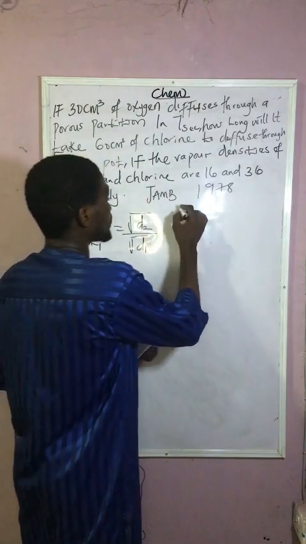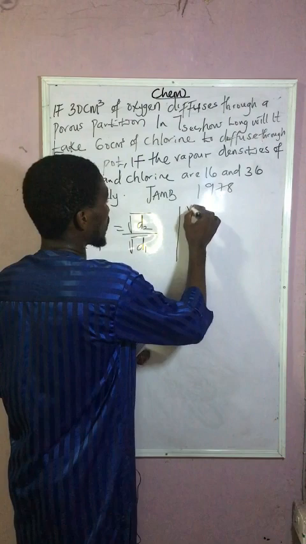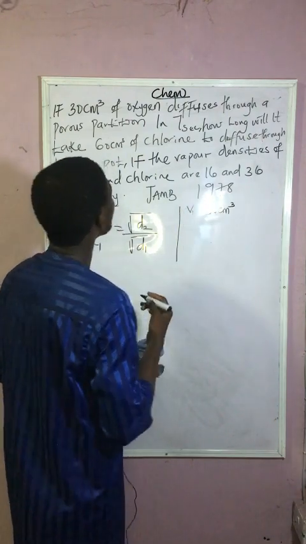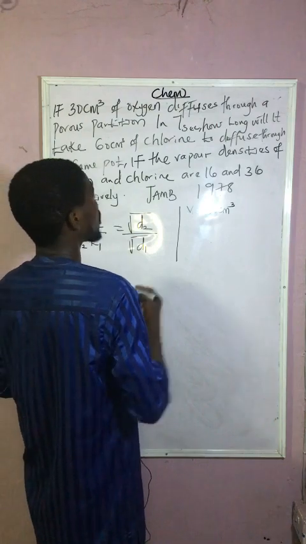No. So look at this now. Our V1 here, we have our V1 to be 30 cm³ of oxygen.